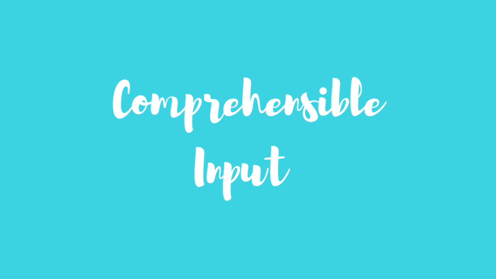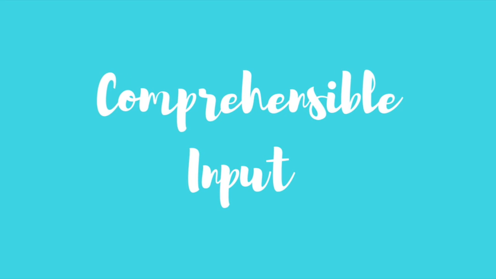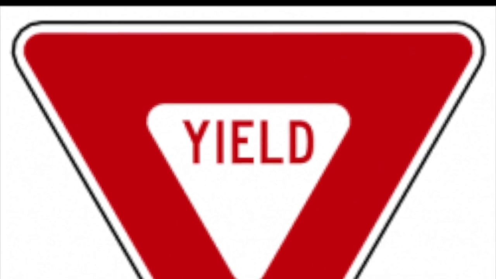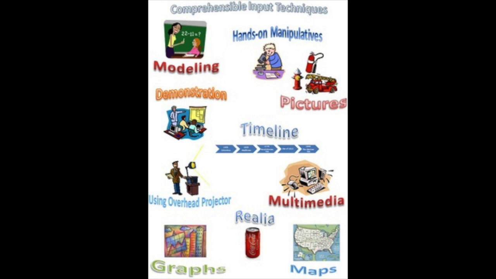The next component of SIOP is comprehensible input. In this, you want the teacher to slow down. Guarded vocabulary, visuals, hands-on, and cooperative learning are all part of comprehensible input. Teachers should use verbal and written explanations and multiple techniques for vocabulary and concept development and assessment.